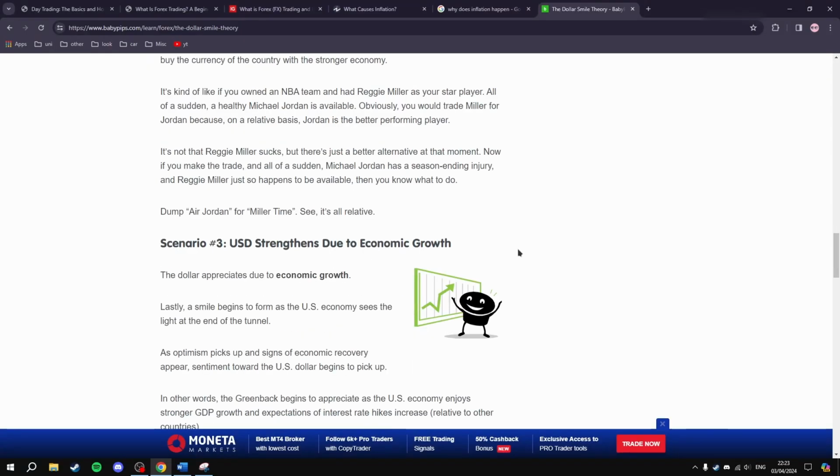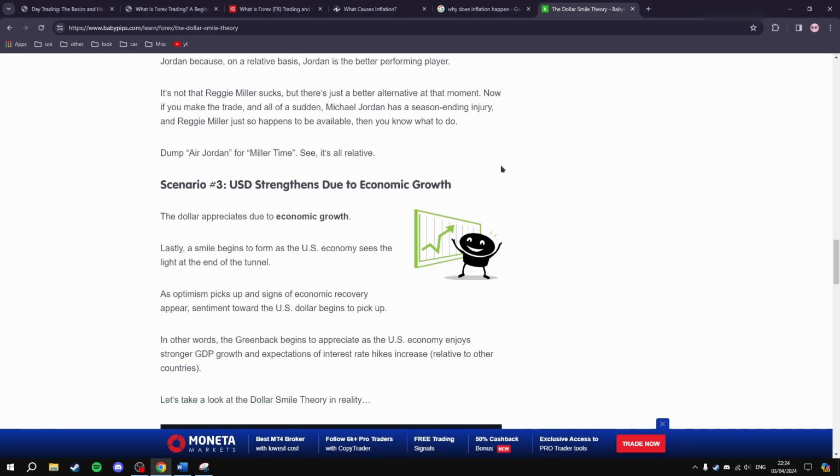It's kind of like if you owned an NBA team and had Reggie Miller as your star player. All of a sudden, a healthy Michael Jordan is available. Obviously, you would trade Miller for Jordan because on a relative basis, Jordan is the better performing player. It's not that Reggie Miller sucks, but there's just a better alternative at the moment. Now, if you make the trade and all of a sudden Michael Jordan has a season-ending injury and Reggie Miller just so happens to be available, then you know what to do. Dump Air Jordan for Miller time. See, it's all relative.